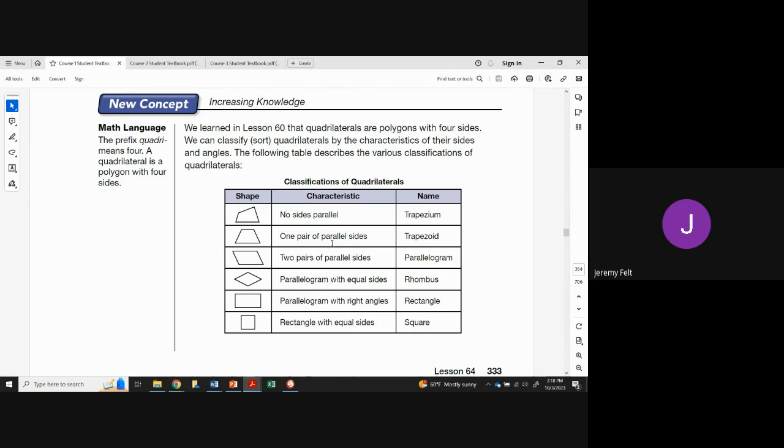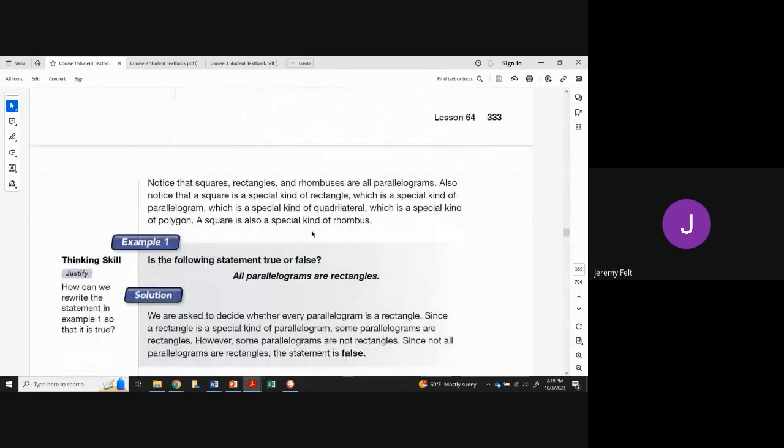So it can kind of get grouped and categorized down as we go. So a square is also a rectangle, is also a parallelogram, is also a quadrilateral. So it could refer to a few different shapes.